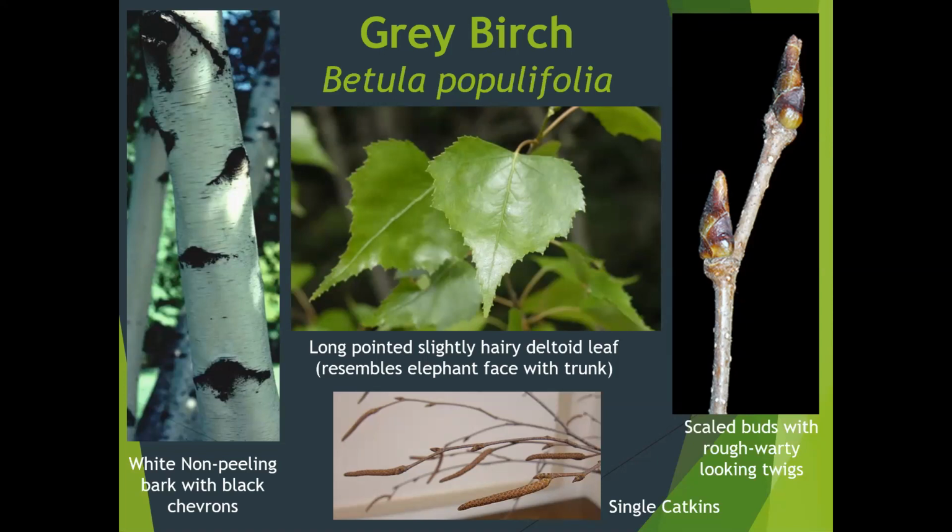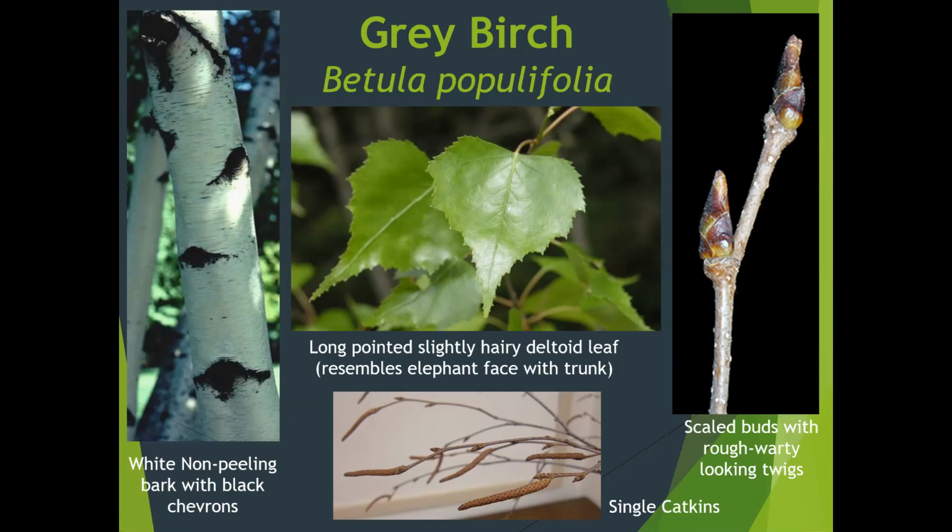A quick trick for me to identify gray birch: it has a very similar bark to paper birch, but their leaves are very different. So this leaf reminds me of the face of an elephant. When I'm looking at a birch and I'm not sure if it's a gray birch or a paper birch, if I see that shape that reminds me of an elephant, I think elephants are gray, so this must be a gray birch. So that's a quick way for me to identify gray birches if the leaves are present.